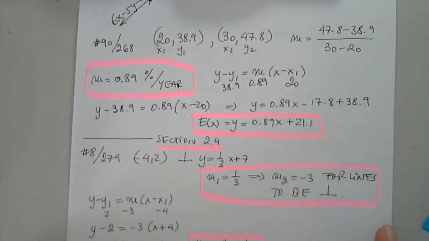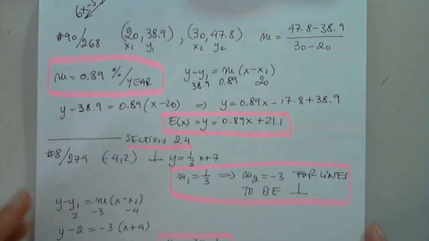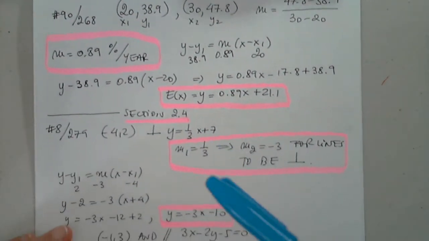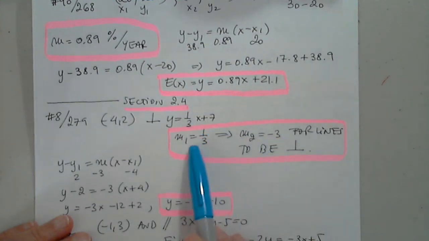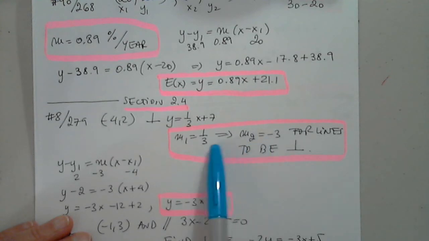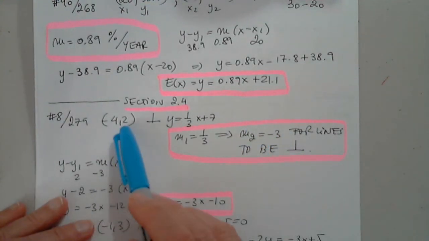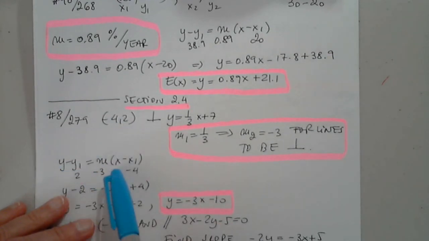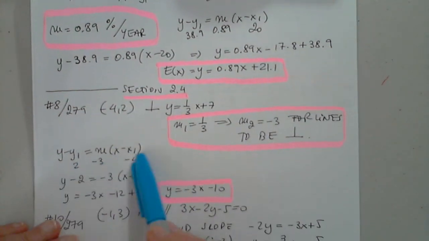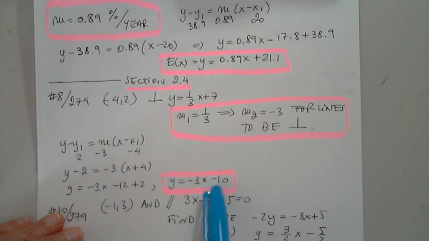Section 2.4, the last section for this test, we were asked to determine the equation of the line perpendicular to this one. I have the slope. I know that 2 lines are perpendicular if the product of the slopes is negative 1. So when I multiply these two, I get negative 1. So basically, m2 is negative 3. So the point again, y minus y1 equals the slope times x minus x1. I put negative 4, I put 2, and I put negative 3. Combine like terms, distribute, move the term, add 2 to both sides, and get this.